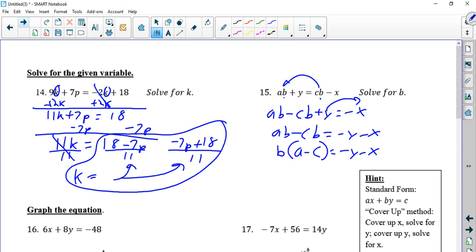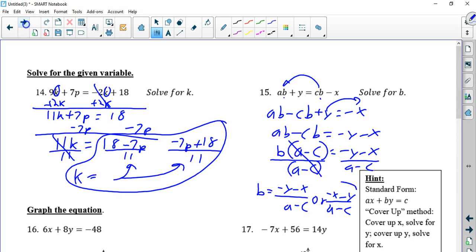Now at this point, what's attached to my b? Well, this a minus c, the binomial. If I divide by that, it cancels. So my answer is b is equal to negative y minus x over a minus c. And again, if you did negative x minus y over a minus c, perfectly acceptable.